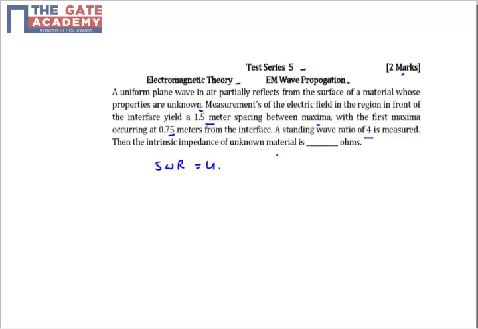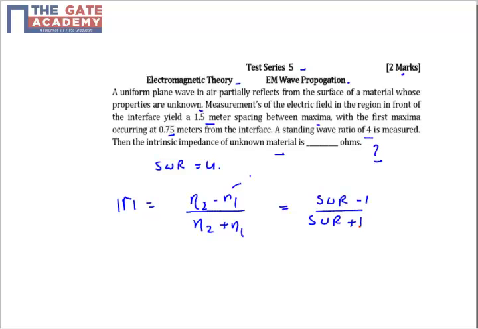Then the intrinsic impedance of the unknown material is what? You need to calculate the intrinsic impedance of the unknown material. Friends, we know that the reflection coefficient mod R is equal to (η2 - η1) upon (η2 + η1). One material is air, so in case of air we will have η1 as η0. Or there's another expression of the reflection coefficient in terms of SWR, which is (SWR - 1) upon (SWR + 1).